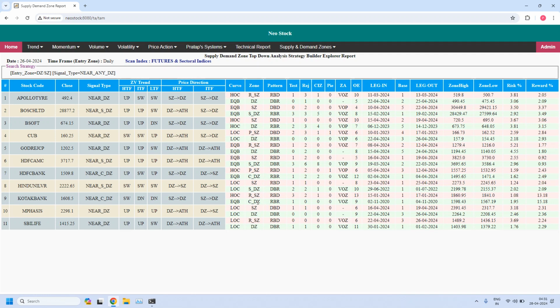And next one is Kotak Bank. Kotak Bank is now near to the high liquidity demand zone. Already tested once. So you need to fine-tune this zone and you need to identify a fresh fine-tuned 5-minute zone.